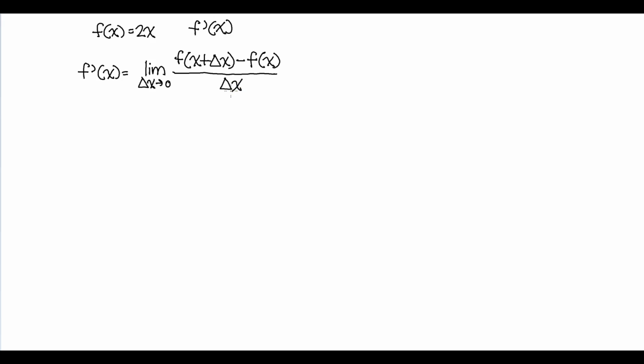Okay, so what can we do here? Well, first let's just substitute the actual function in here. So this equals the limit as delta x approaches 0 of 2 times x plus delta x. Remember, we're just evaluating the function for the numerator at x plus delta x and at x. So all that over delta x.